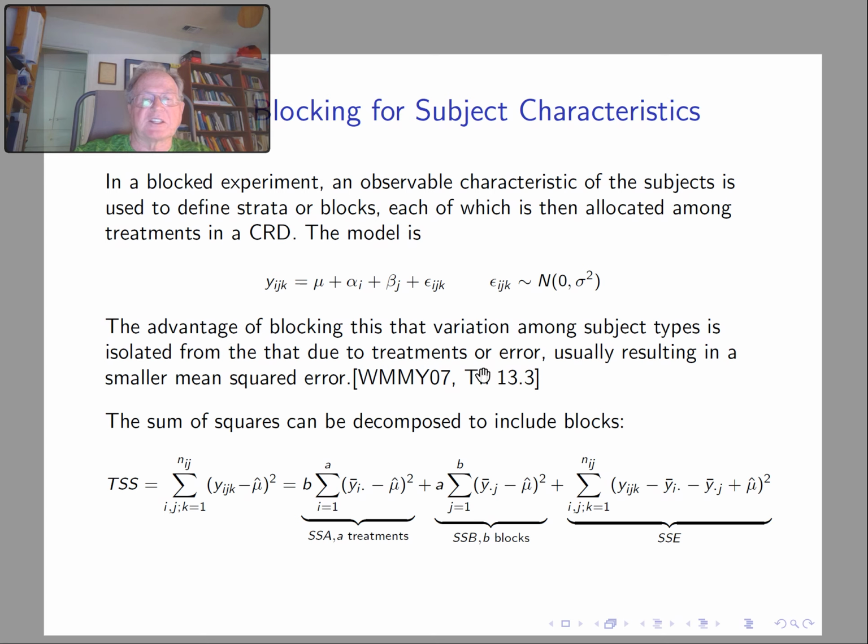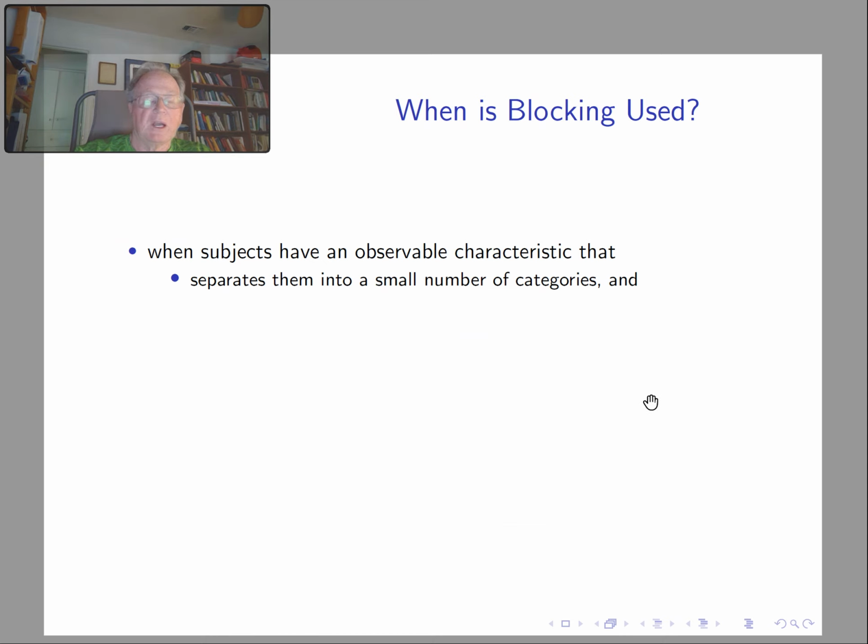So we've basically extended the sum of squares identity, and we see it here. The total sum of squares can now be broken into 3 parts: variation for the treatments, variation for the blocks, and of course whatever is left over is the sum of squares for error. Let's look at an example. But first, when should we use blocking?